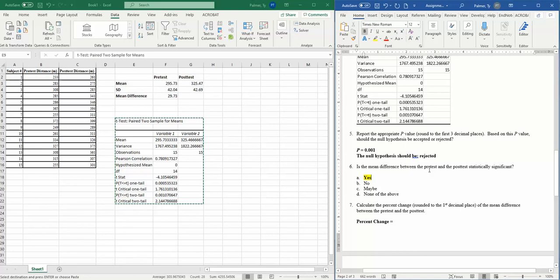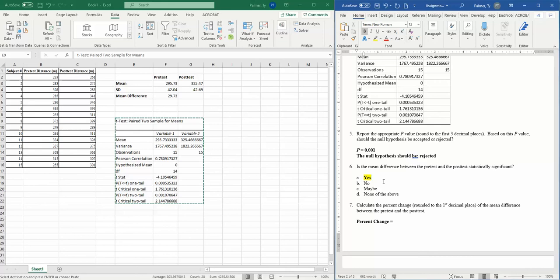We conclude that the mean difference between these time points here, the pretest and post-test, is statistically significant. So yes. Obviously, if you accept the null hypothesis, then what would be your answer? It would be no, right? If you accept the null hypothesis, then you would say that the mean difference between the pretest and post-test is not statistically significant. Okay, your answer would be no.